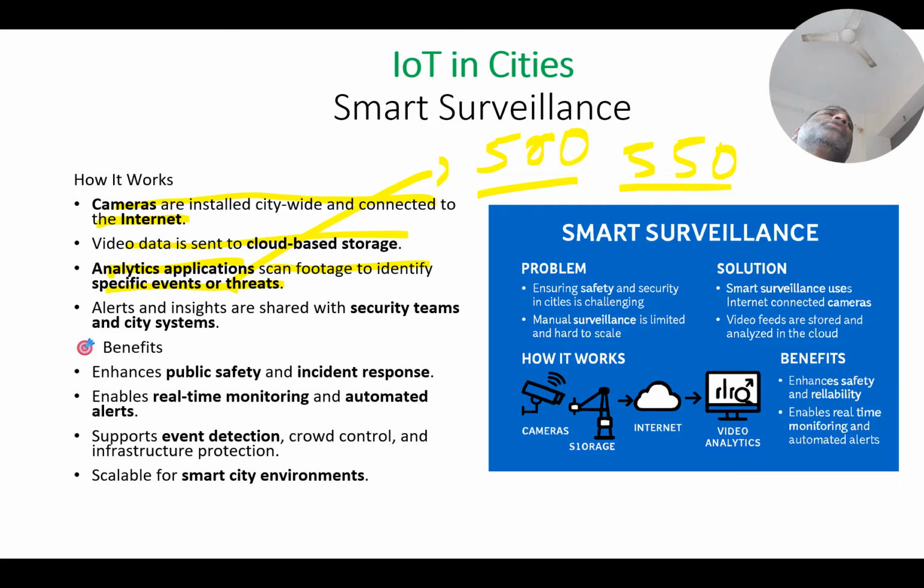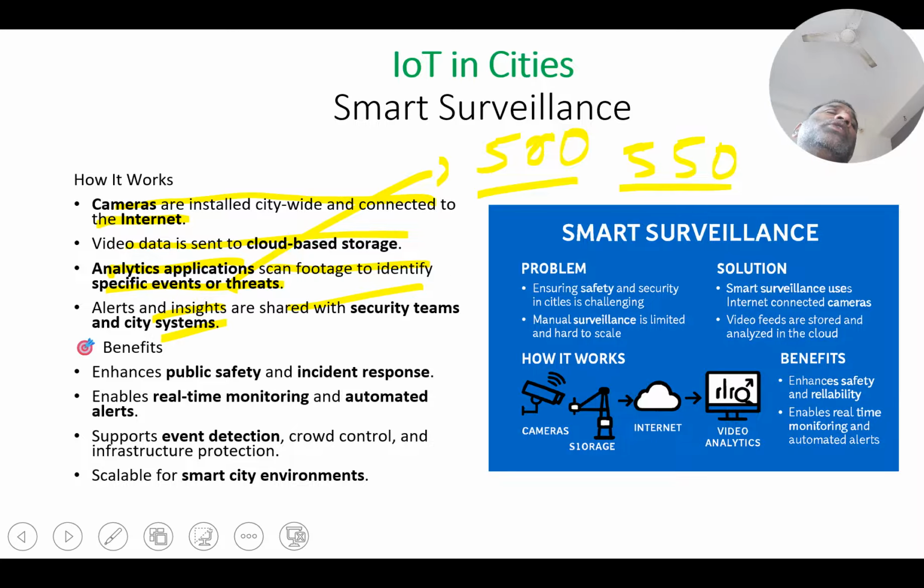Even we can check like this also. If a bus has the capacity of 50 people, but there are 60 people. All those things we can do surveillance, because nowadays we also have cameras in the buses. If you observe, some buses, government buses, have cameras, right? Alerts and insights are shared with the security and city systems.